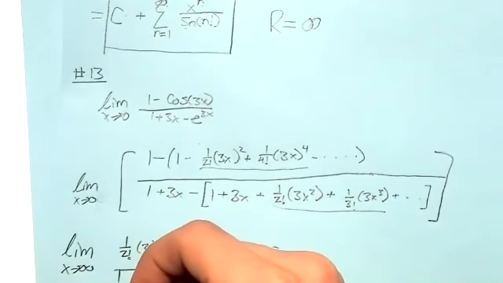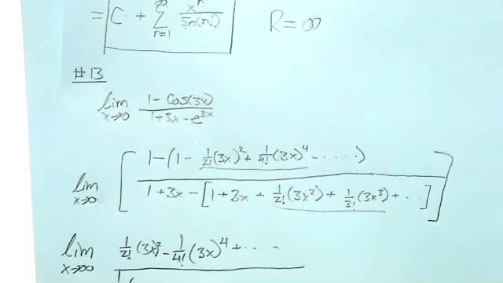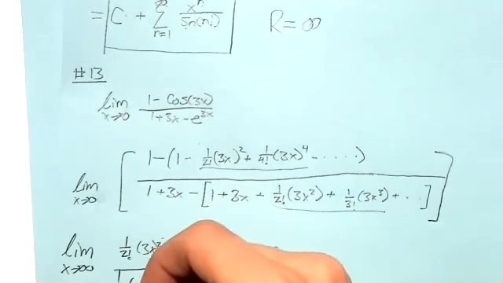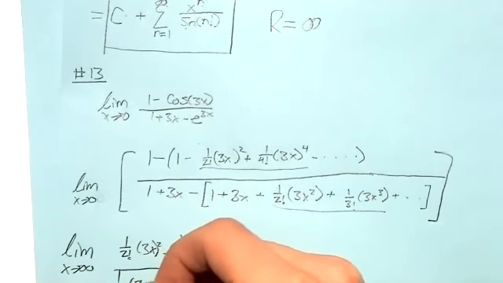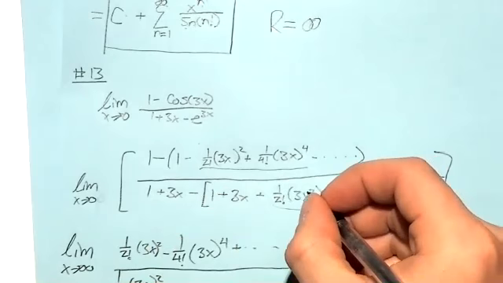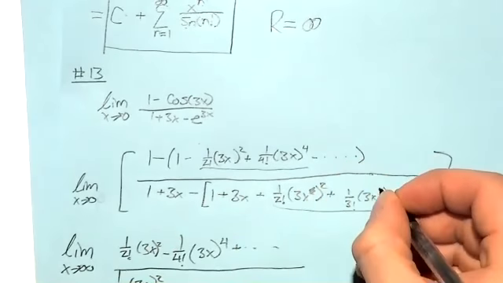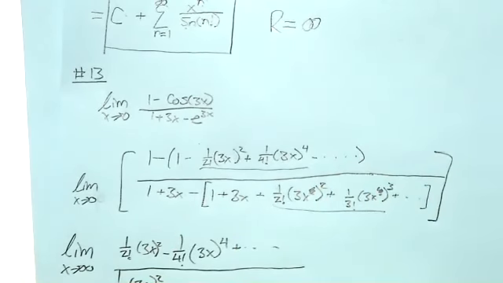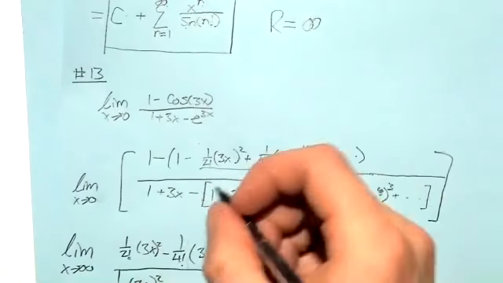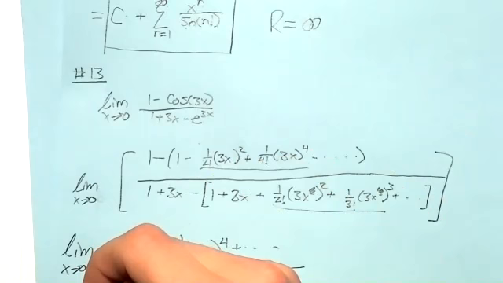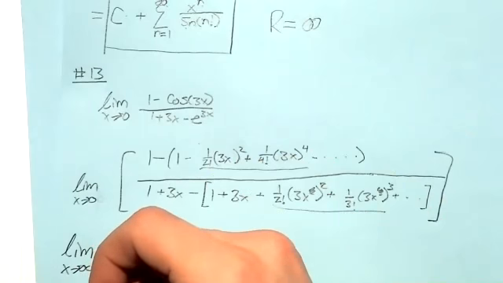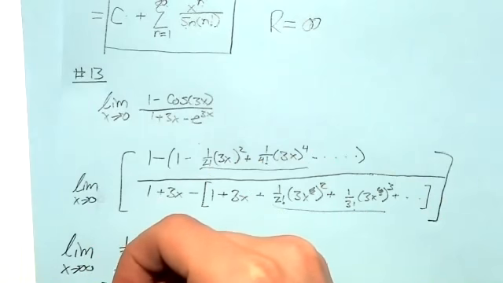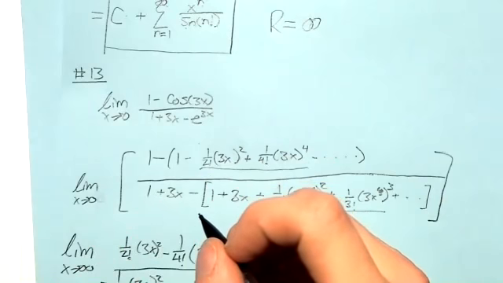1 over 2 factorial times, and I messed up my squared and my cubed again, didn't I? Times 3x quantity squared. This should be quantity squared. This should be quantity cubed, and so forth. I apologize. And this should be a minus 1/2. We need to think about that minus sign. So minus 1/2.